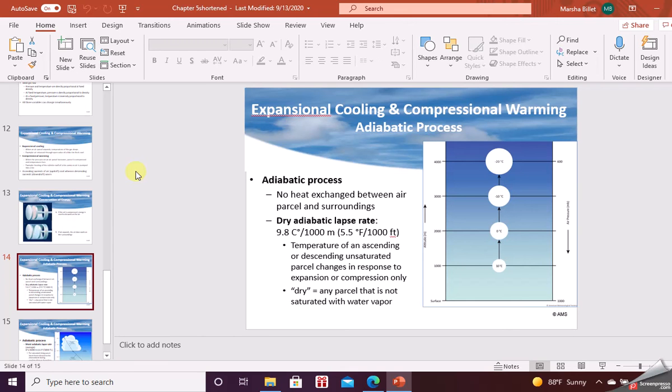And a wonderful person calculated it for us. In 1,000 meters, it's going to drop 9.8 degrees Celsius. Or in 1,000 feet, it's going to drop 5.5 degrees Fahrenheit. So as you climb a mountain, that's why it gets cooler the further you go up. And remember, this is dry air. We're not bringing anything with moisture into this right now at all.